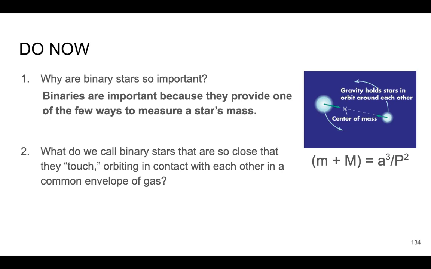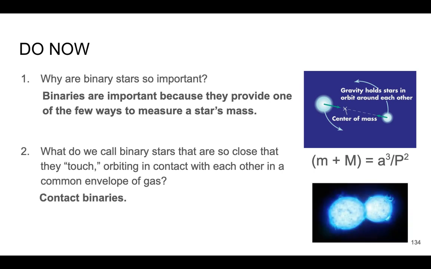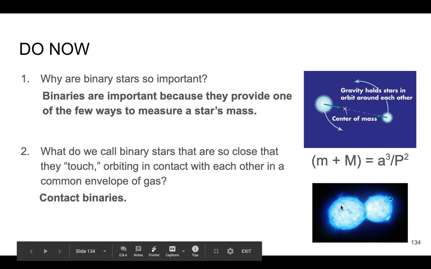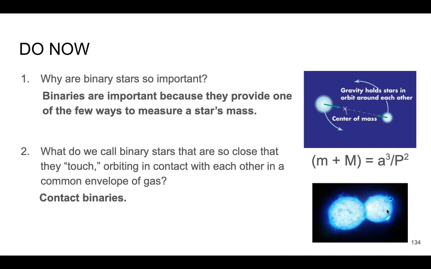So what do we call binary stars that are so close together that they actually touch, orbiting in contact with each other in a common envelope of gas? We call these contact binaries. Well, they're in contact with each other, so that seems like a good name for them. So instead of single spherical stars, you're going to have stars that are kind of elongated, so they look a little bit squished. That's because of their gravitational attraction to each other and tidal effects. So it sort of looks like a peanut in a sense. So those are contact binaries, one of the types of binaries we learned about.